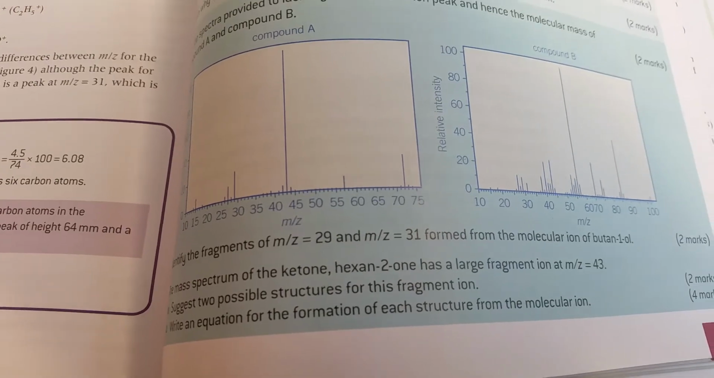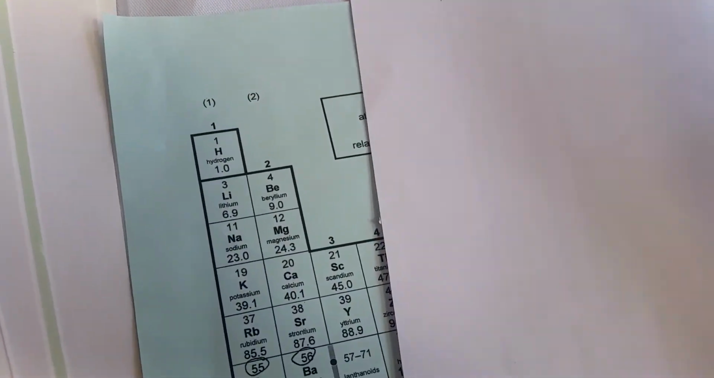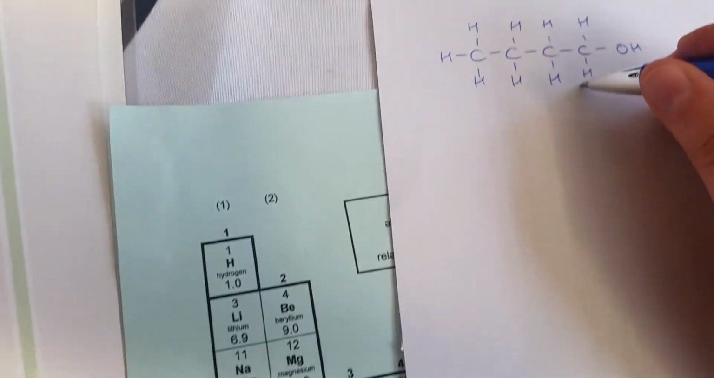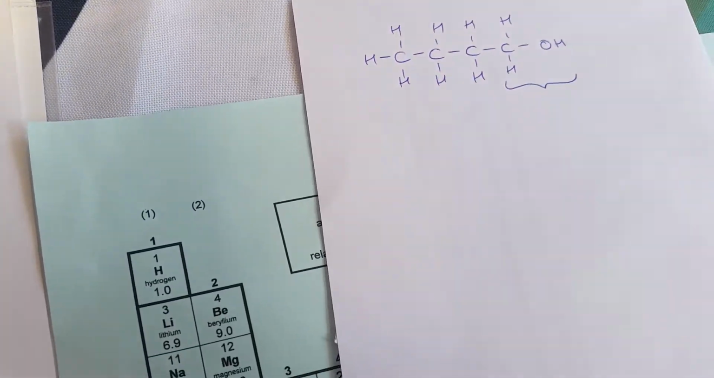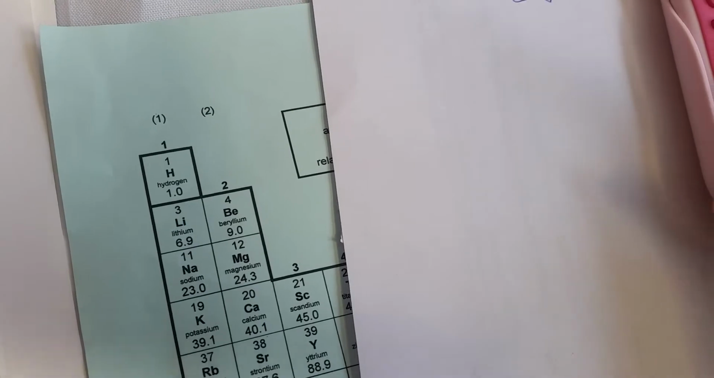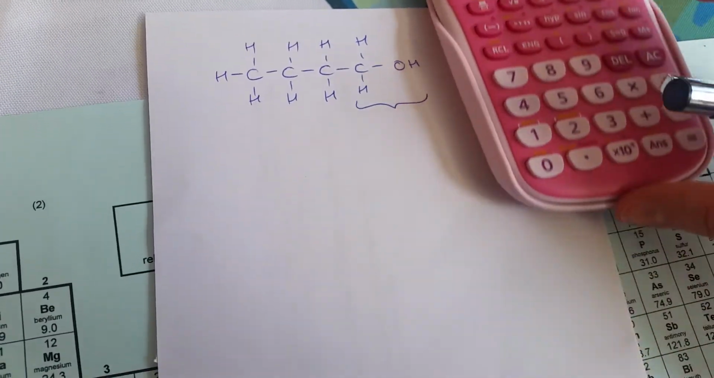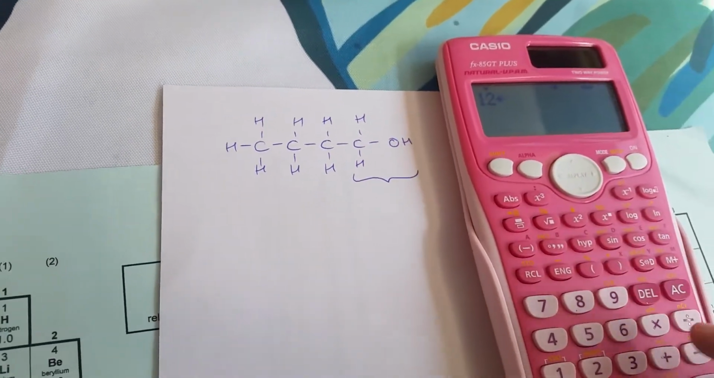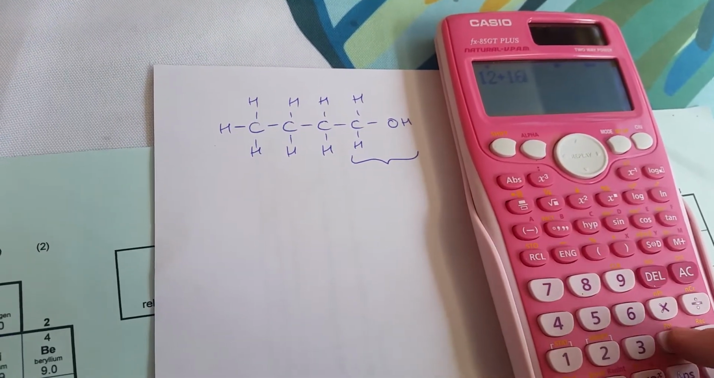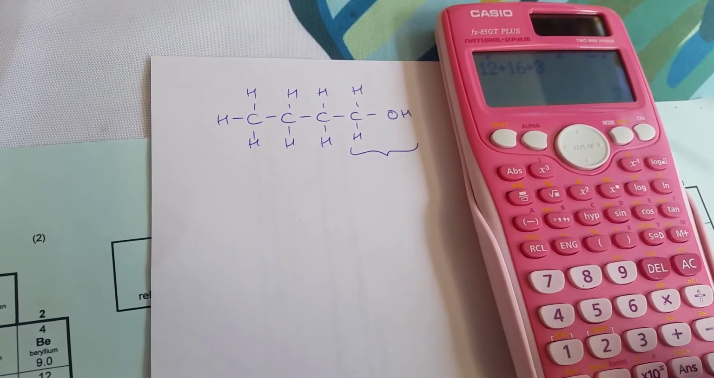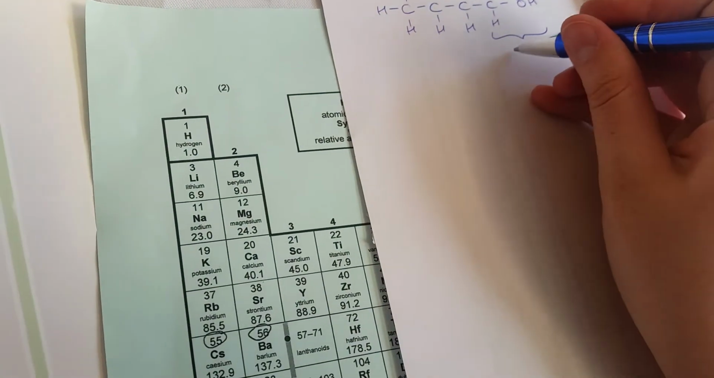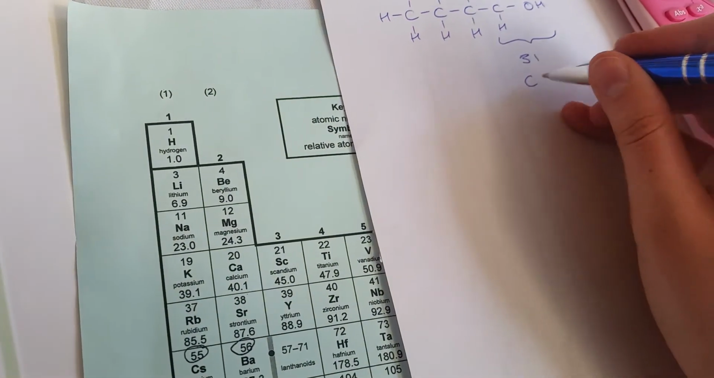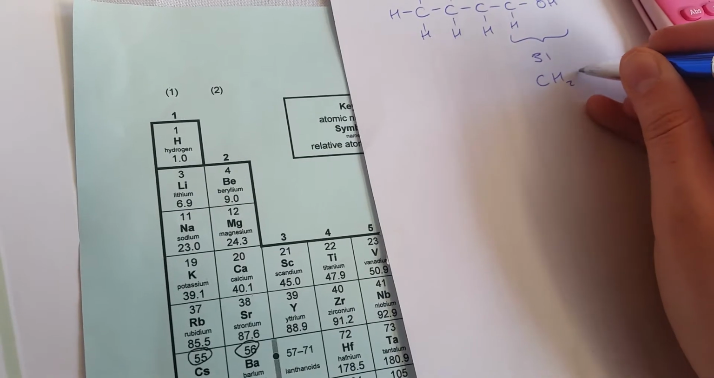Okay. So our fragments have to add up to 29 and 31. Let's add these atoms here. I'm just going to use the mass numbers from the periodic table. Carbon is 12, so 12 plus 16 plus 3 for the hydrogens, 31. So that's our fragment at 31, so that's CH2OH.